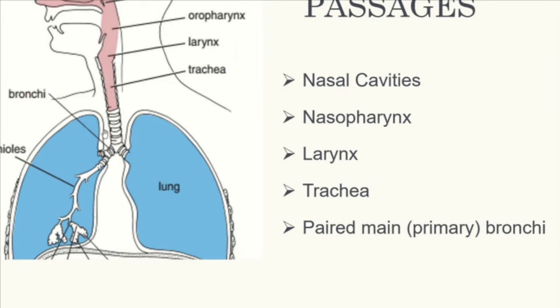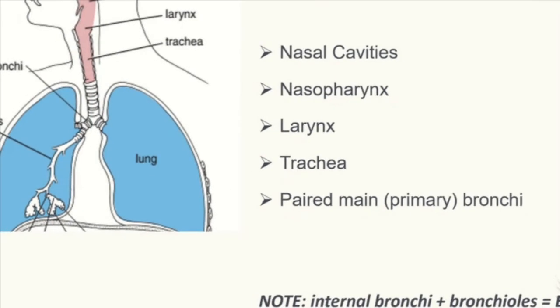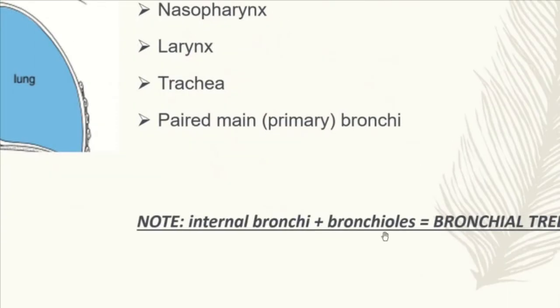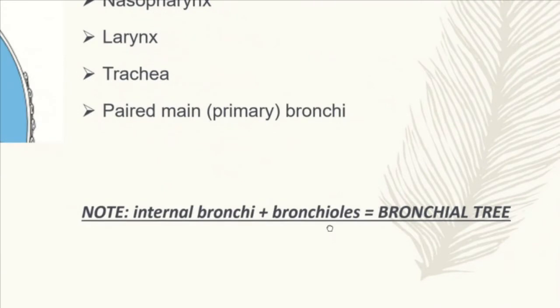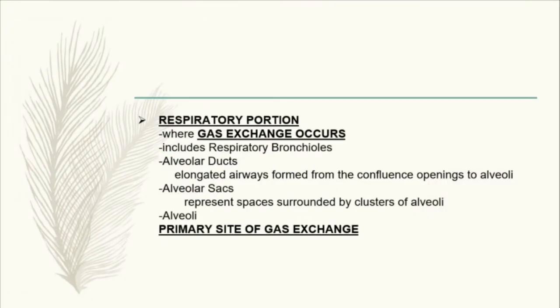The paired main bronchi, or the primary bronchi, enter the root of the right or left lung and undergo extensive branching to produce bronchioles. It is the terminal part of the conducting passages. So note, the internal bronchi plus the bronchioles equals the bronchial tree. Now let's go to the respiratory portion, again, where gas exchange occurs.